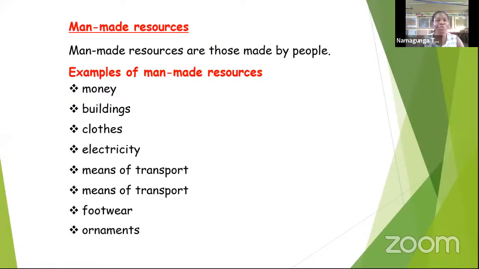Now we are going to go through the examples the teacher gave us. We have money, buildings, clothes, electricity, means of transport, means of communication, footwear, ornaments. Do we all know ornaments? Ornaments are things people use to decorate themselves. Now, I want someone to give me an example of an ornament to show that people have really understood what ornaments are.